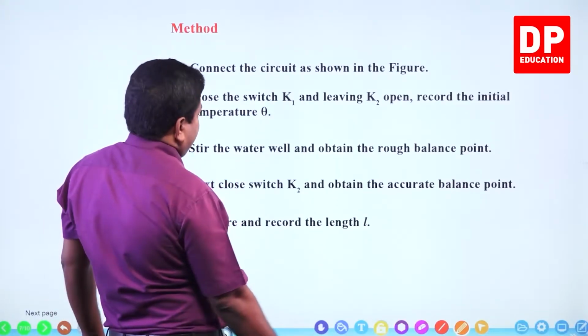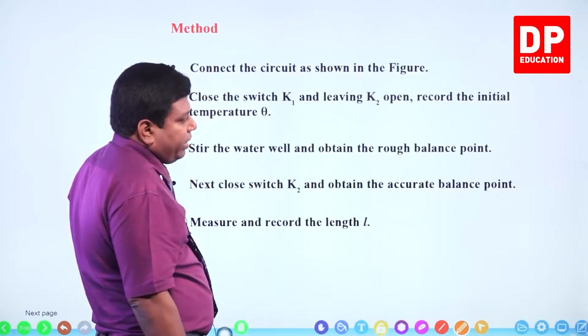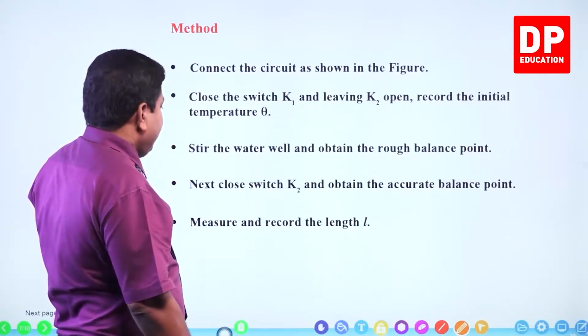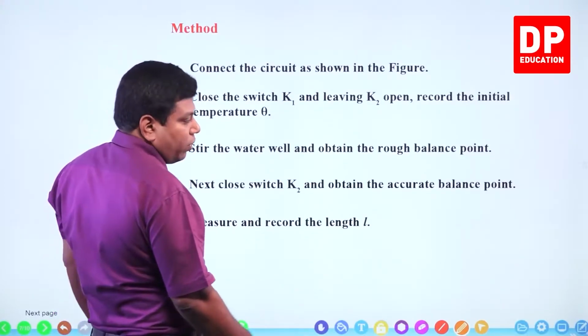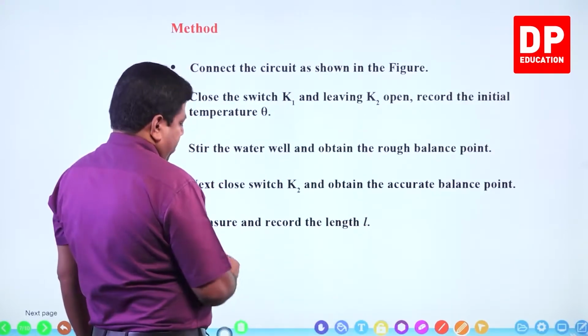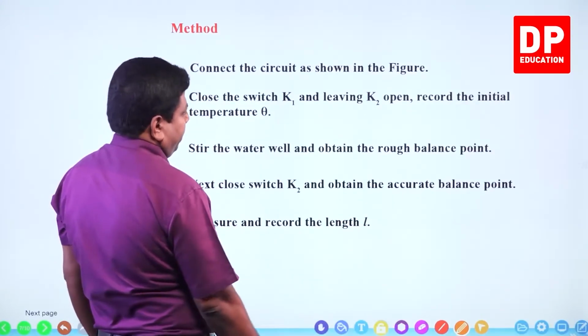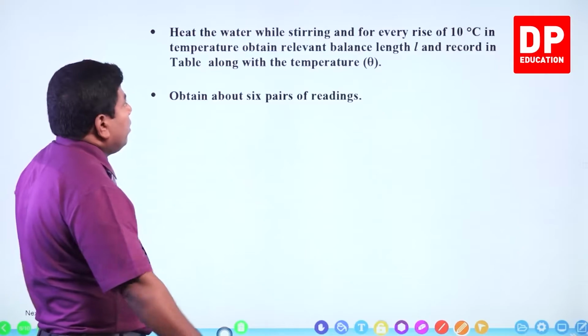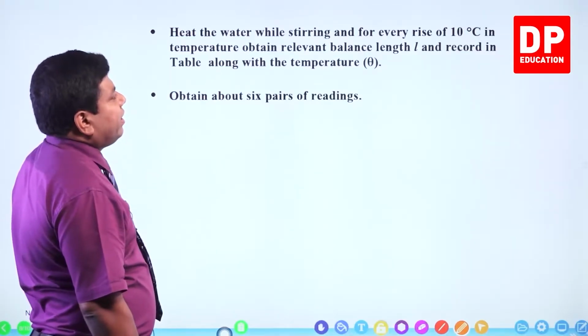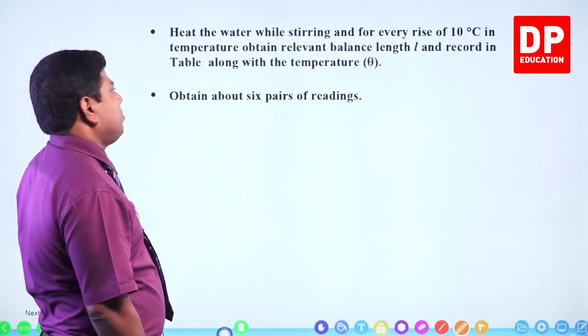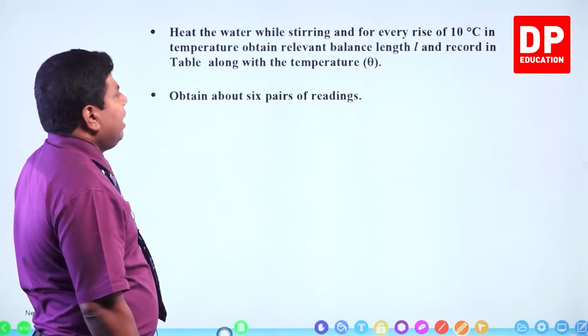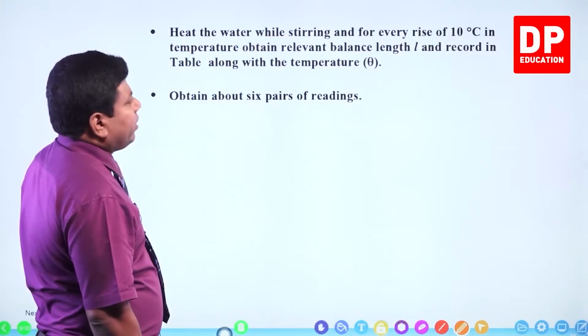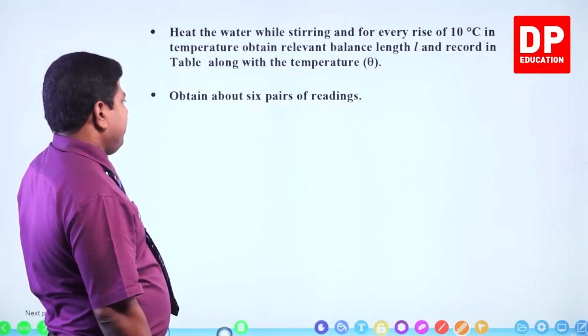Record the initial temperature theta. Stir the water well and obtain the rough balance point. Next, close switch K2 and obtain the accurate balance point. Measure and record the length L. Heat the water while stirring, and for every rise of 10 degrees in temperature, obtain the relevant balance length L and record it in the table along with the temperature theta.